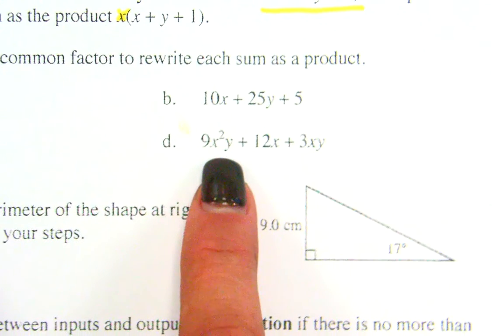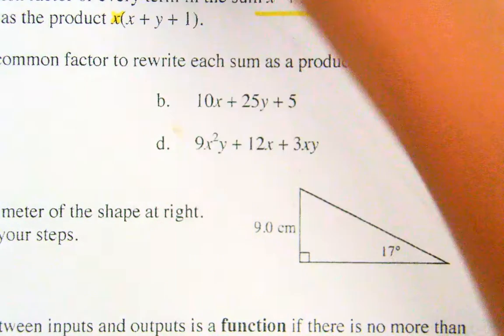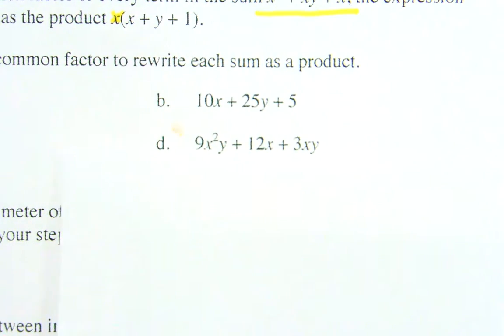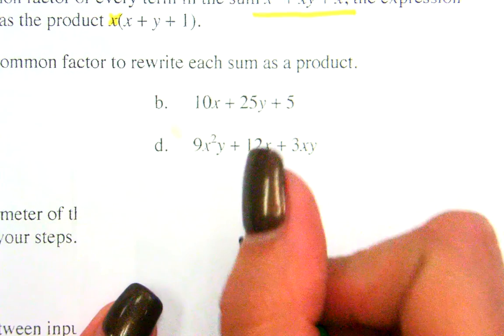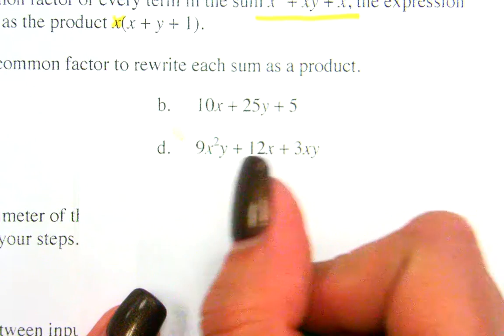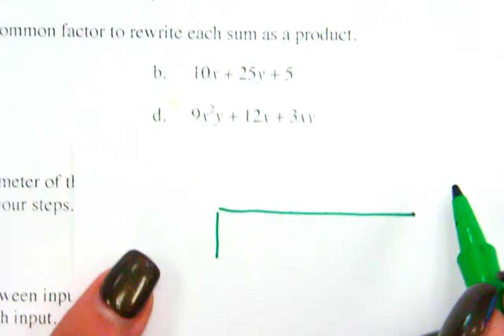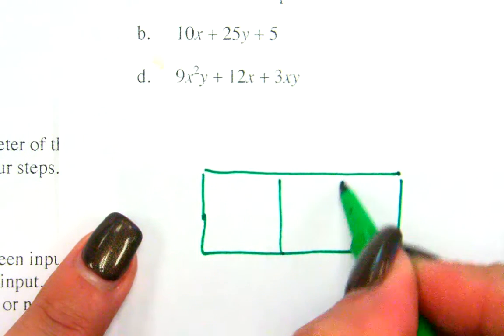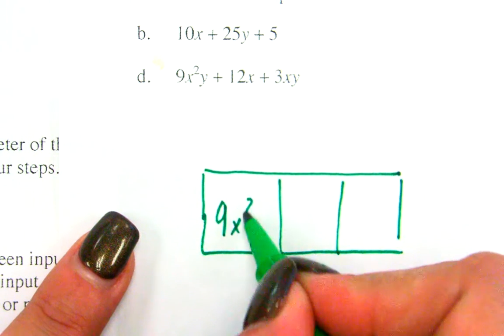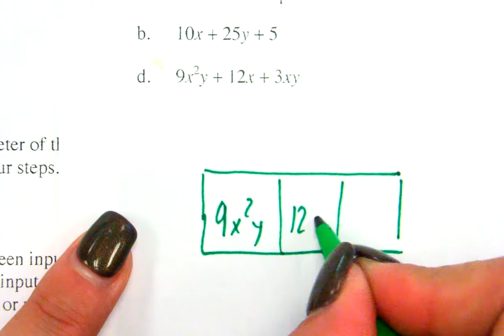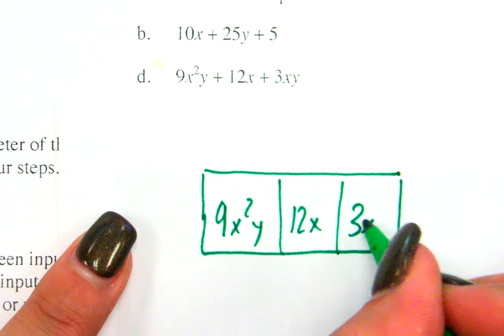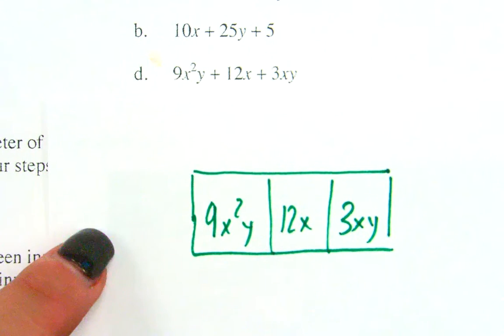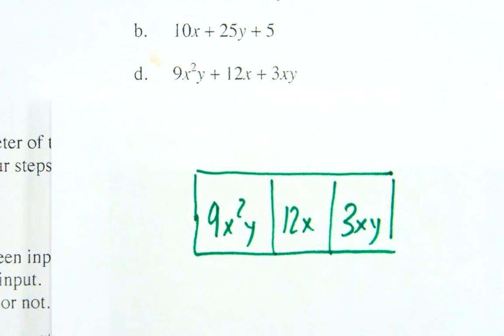The last one is probably the one that I'm going to actually do with you guys. So we did this in tutoring today, and what I told them to do was tell me, okay, well, you have 3 terms, so realistically you have something that looks like this when you put it all through. So you have 9x squared y, you have 12x, and you have 3xy. Okay. Now the question is, what do they all have in common? What do all 3 terms have in common?